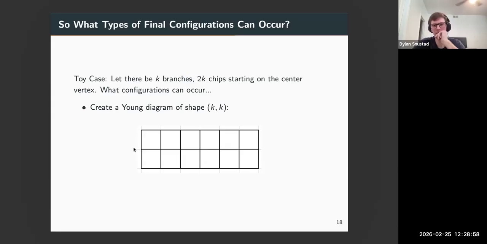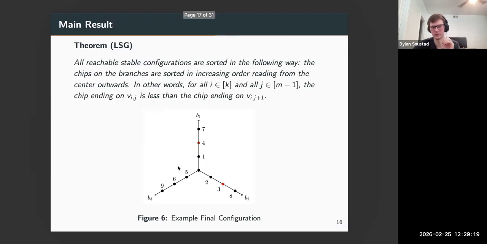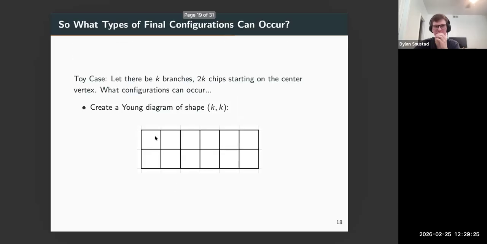For that final configuration, we're going to represent each of these branches as a column of this Young diagram. So here I have this shape KK, and each one of these columns is representing some branch. When I fill this with a chip, it's going to represent the chip at the vertex here, and then I'll have a chip at the vertex here as well. So that's how this filling is going to go.